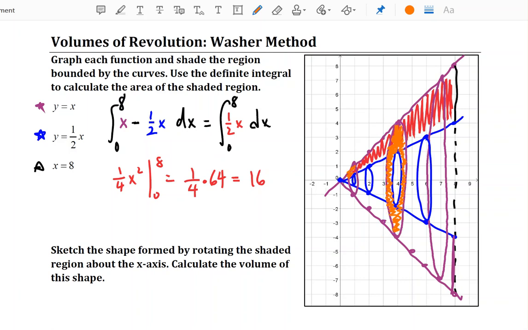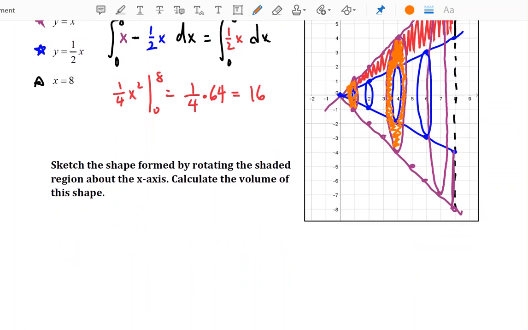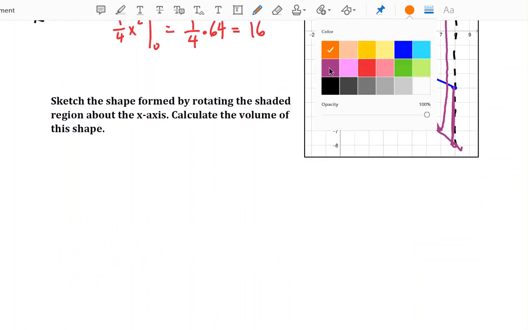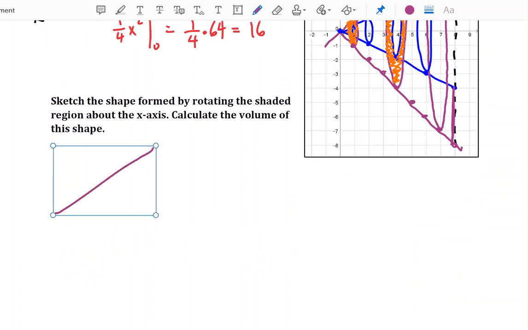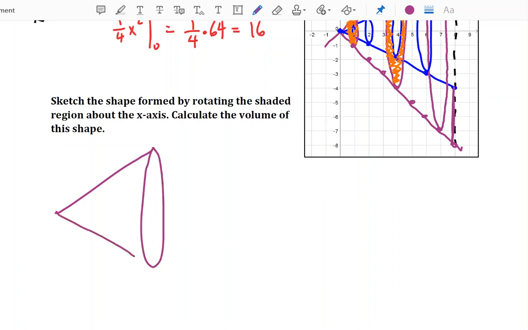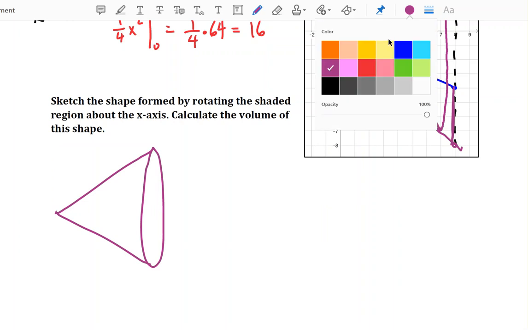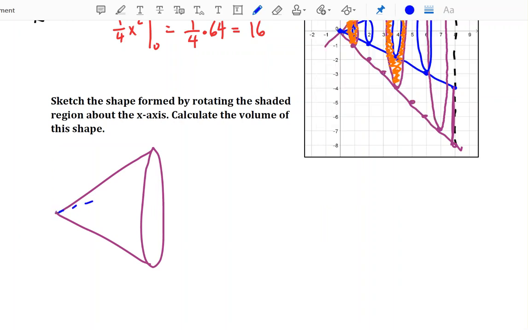And so we wind up with these circles that have holes in them. Or you can think of the three-dimensional shape as a cone that has another cone cut out of it. So let's create a sketch of that down here, and let's start talking about how we might find its volume. So we've got this larger outside purple cone, and then we have what appears to be another cone on the inside that has been, you can kind of think of it as been removed from the outside cone.